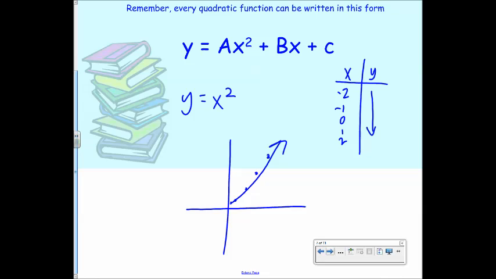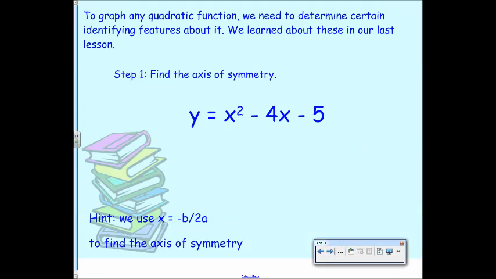So what we're going to talk about today is how to graph these without using those points, without having to find the table, and how we can use that to make sure that we have the exact right graph of our quadratic function, where we're getting the whole parabola. So there are a couple steps here, but they're similar to what we did yesterday. So the first thing you want to do is find the axis of symmetry. And how do we do that?